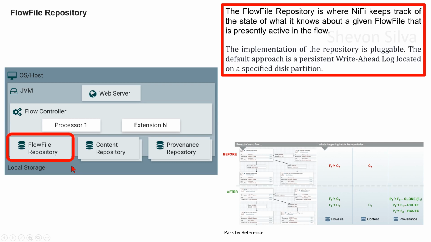The FlowFile repository is where NiFi keeps track of the state of what it knows about a given flow file that is presently active in the flow. The implementation of the repository is pluggable. The default approach is a persistent write-ahead log located on a specified disk partition.